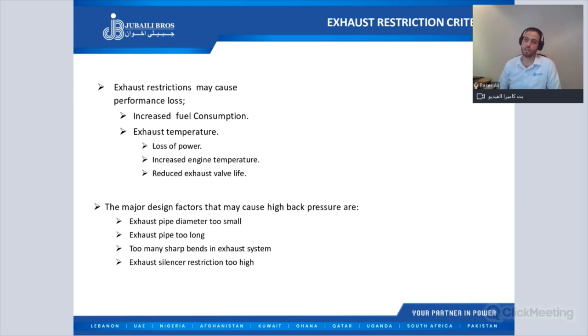for each 3.5 kilopascal above the limit. And I told you the limit, we can take it from the technical data sheet provided by Perkins.